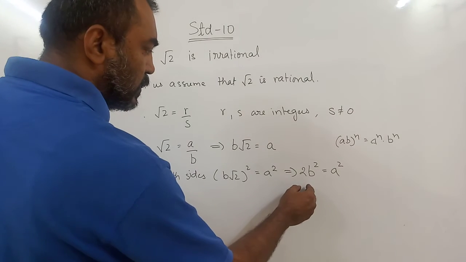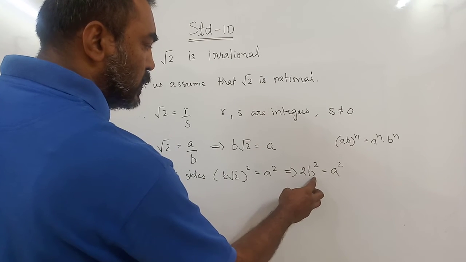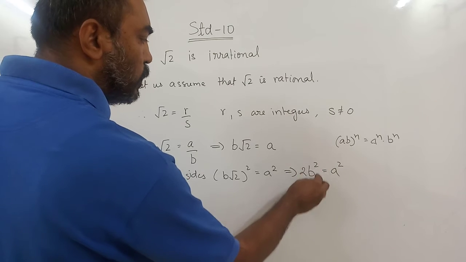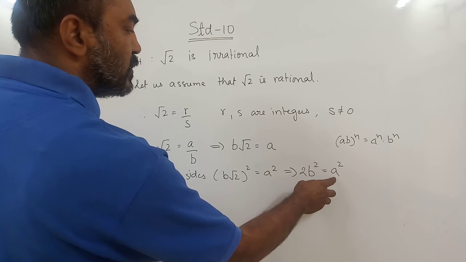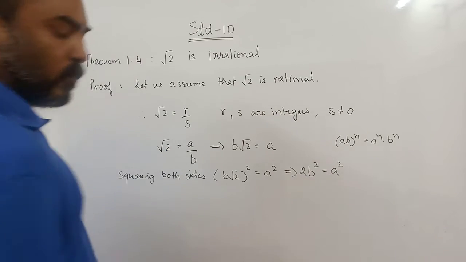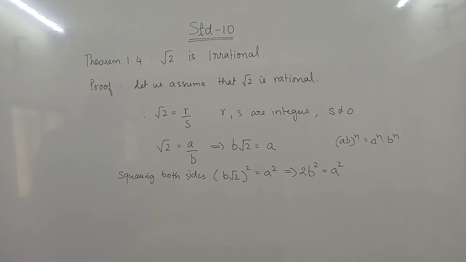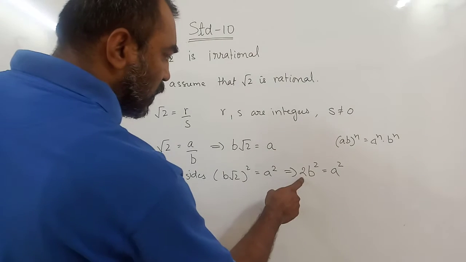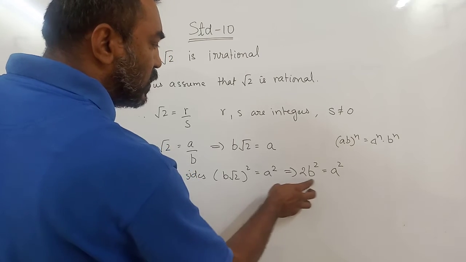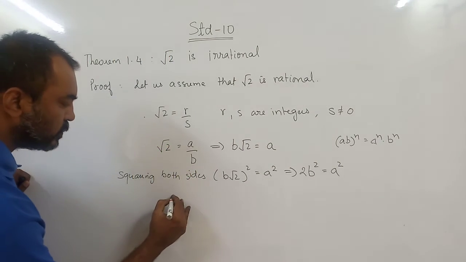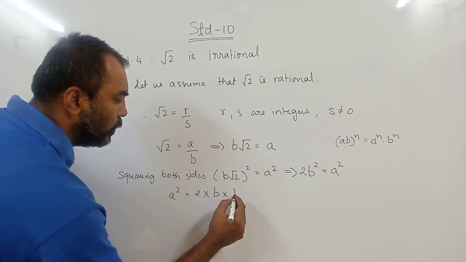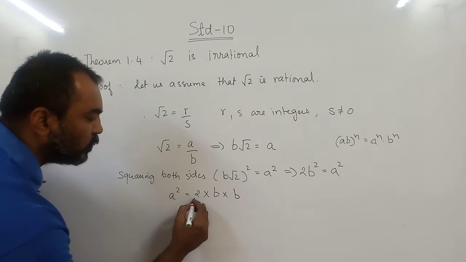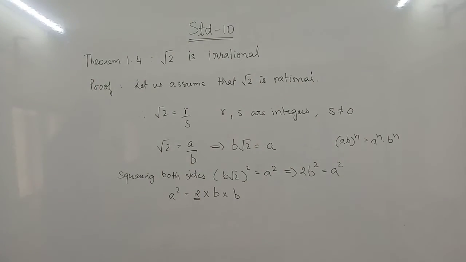Now, what you can see here is that a square is b square into 2. Means whatever the b is, when you square it and multiply by 2, you get a square. Means a square is an even number because it is in the table of 2. So 2 is a factor. When I write the prime factors, I write a square as 2 into b into b. So 2 is one of the prime factors of a square. Can you see that?